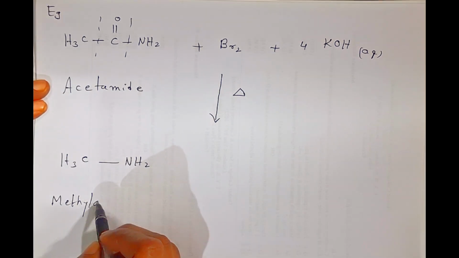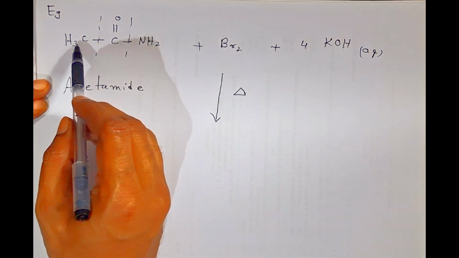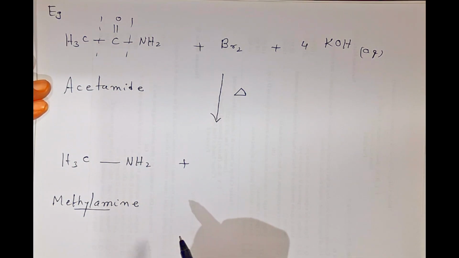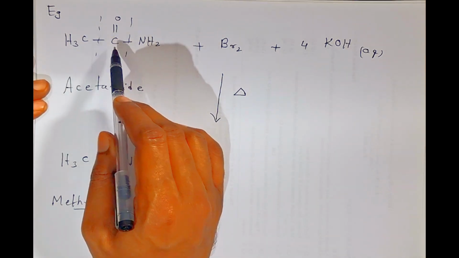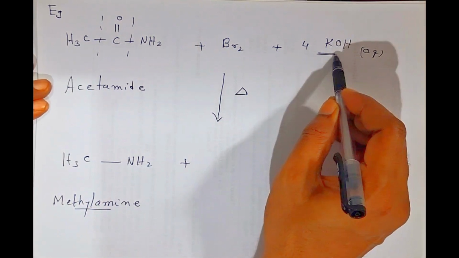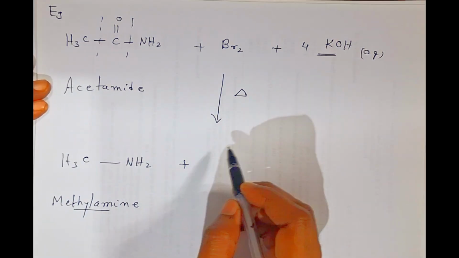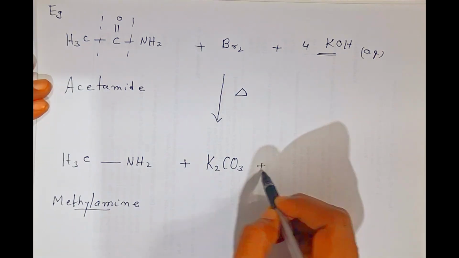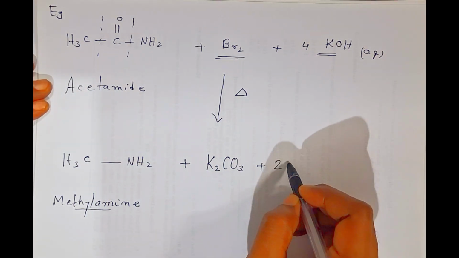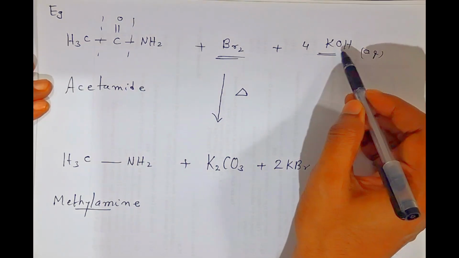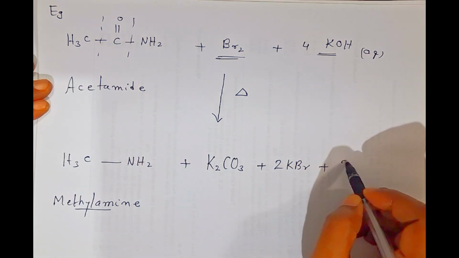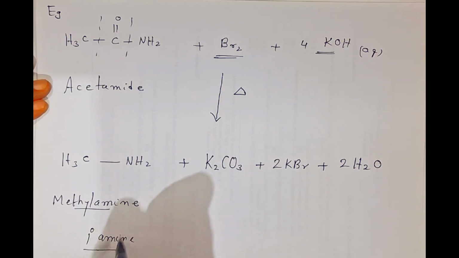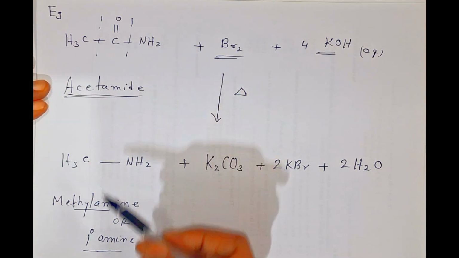So there is a formation of methylamine. The carbon of this methyl now joins the nitrogen and forms methylamine. Along with this methylamine, you get the carbonyl that is degraded from here. It combines with potassium of the potassium hydroxide and is removed as potassium carbonate. 2 potassium combine with 2 bromine and are removed as KBr, potassium bromide. 2 oxygens are removed as 2 water molecules. This way we have prepared primary amines from acetamide.